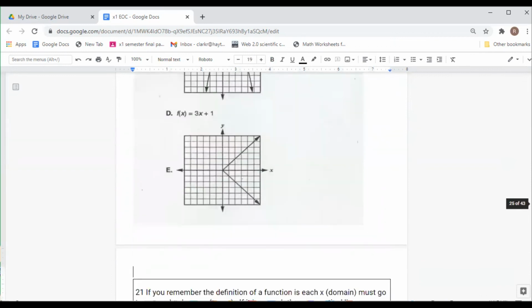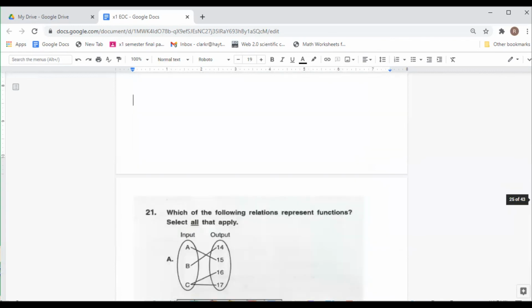Number 21, which will be the last one on this set. Which of the following relations represents a function? If you'll remember, we have a straight line test with a ruler, straight up and down. If you only touch one point, it's a function. If they give you the points, each domain, each x must go to one and only one range.